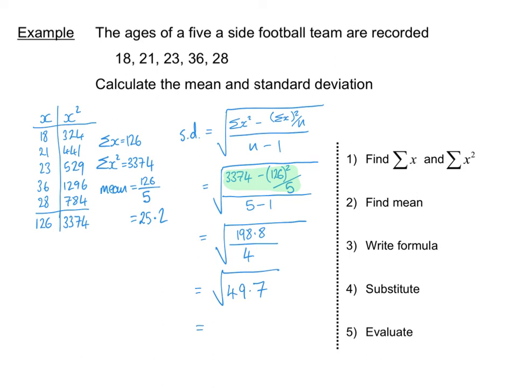And again, using the answer function on your calculator, that 49.7 should still be sitting on your calculator screen at this stage, you're going to press square root of answer, which will give you the square root of 49.7, which is 7.05. Now that means that's our standard deviation for this set of data down here.